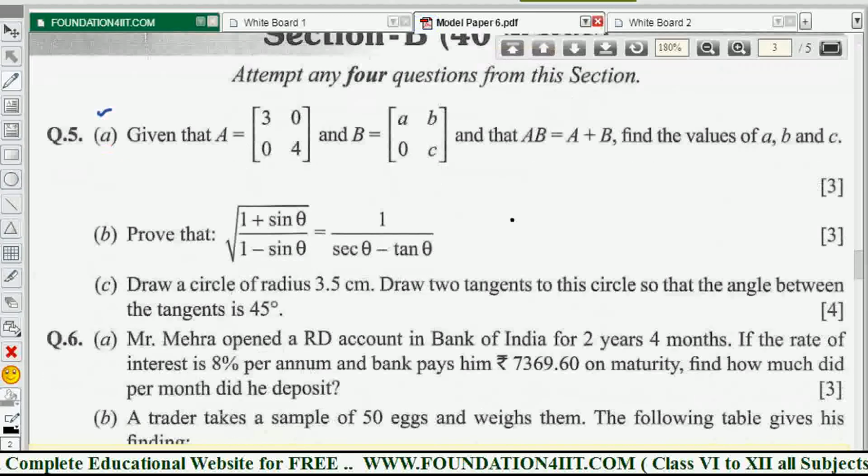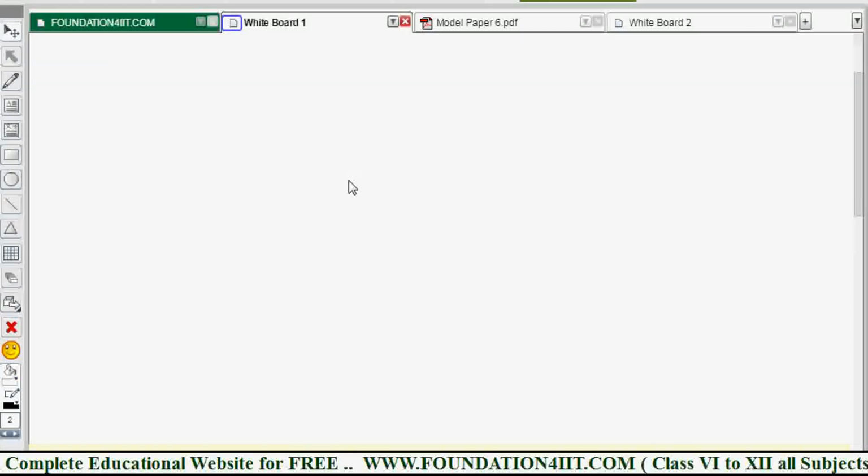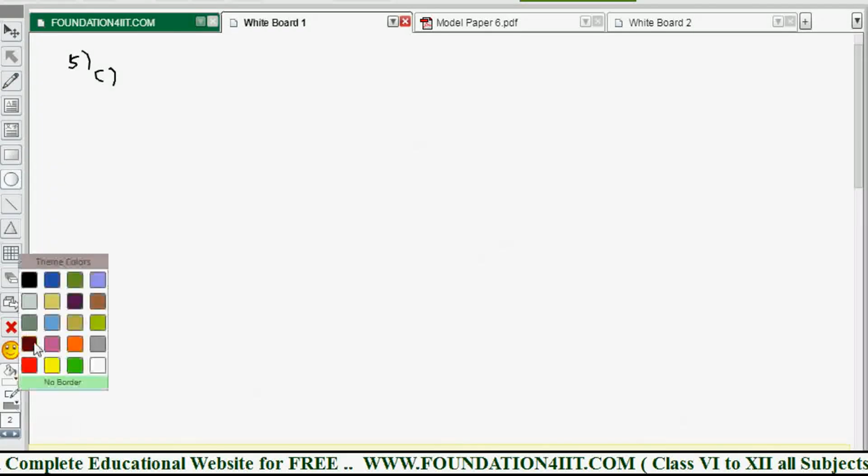The next question is construction. Draw a circle of radius 3.5 centimeters. Draw two tangents to the circle so that the angle between the tangents is 45 degrees. I did separate videos on geometrical constructions on the same channel; you can go through those. I roughly explain this question here. We need to draw the circle of radius 3.5 centimeters first. Even so, let me explain this briefly once.